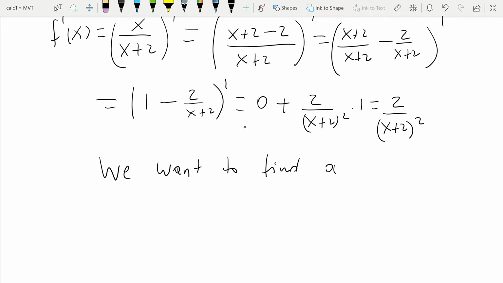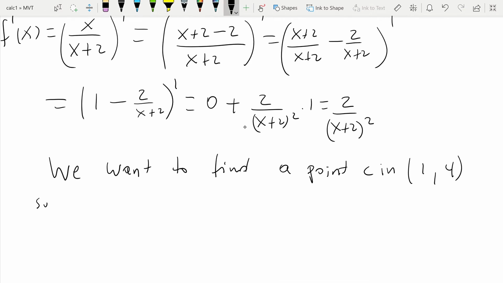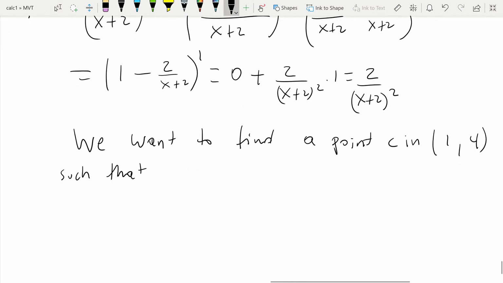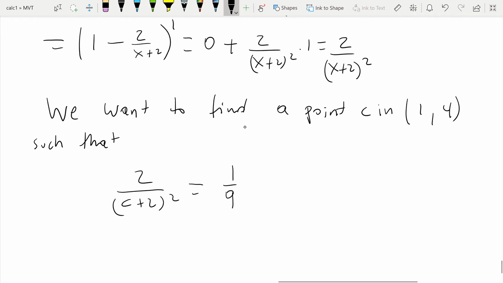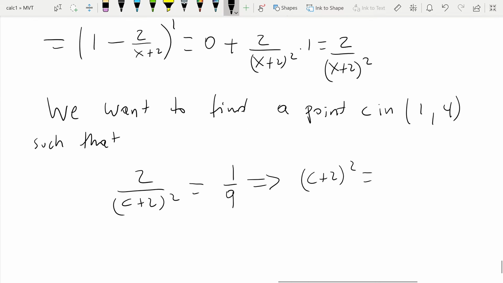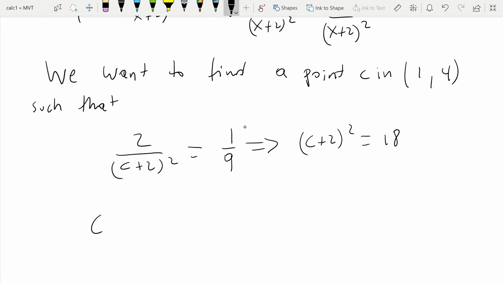Find a point C in (1, 4) such that 2 divided by (c plus 2) squared is equal to 1 over 9, which implies then that (c plus 2) squared should be equal to 18, and this can happen if c is equal to plus or minus the square root of 18, minus 2.